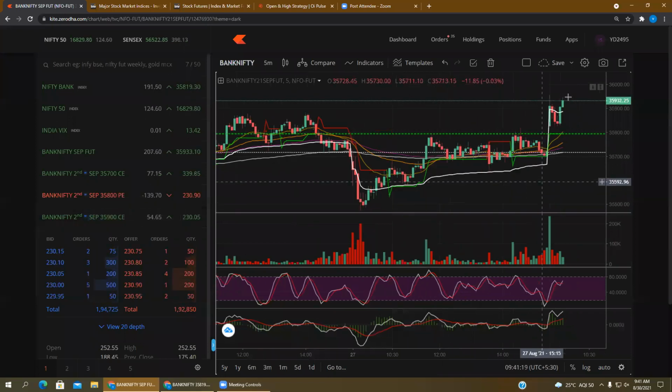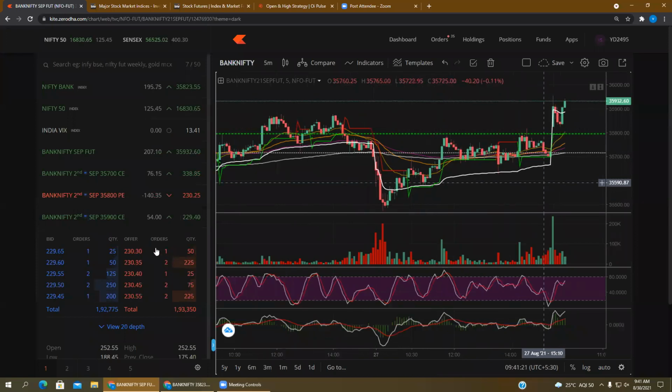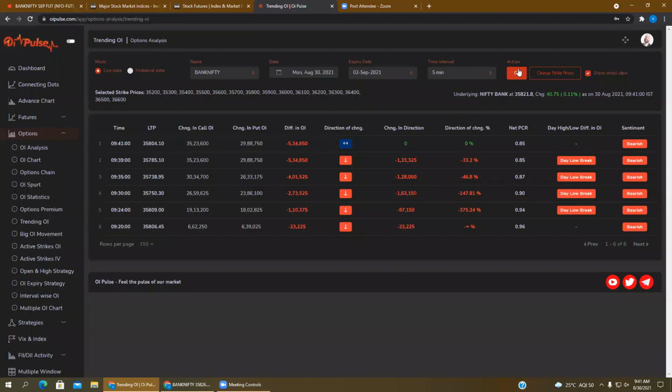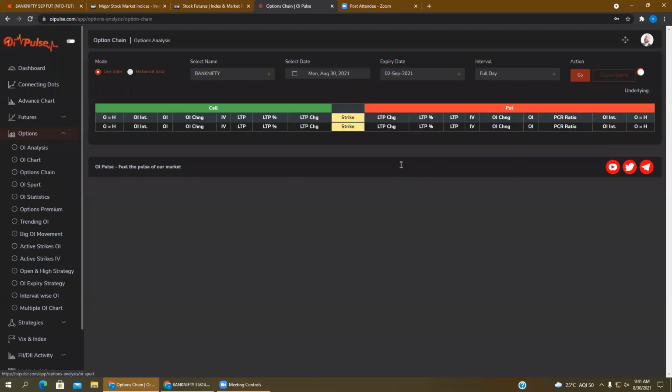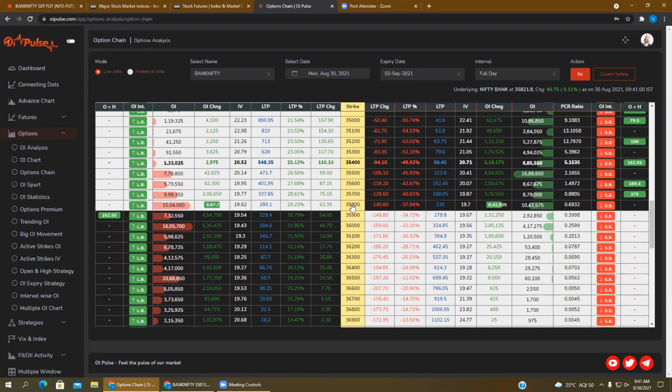Just waiting for it to cross this level so I can enter into the trade. Let's see what OI I see. Trending OI. So little negative till now. Chain. Yes, 35,800. 36,000 has 16 lakhs. Interesting.